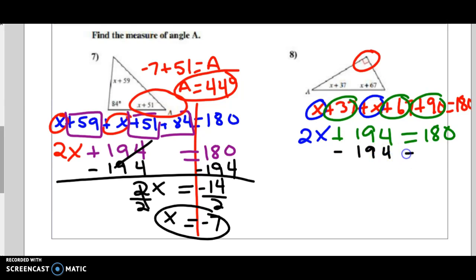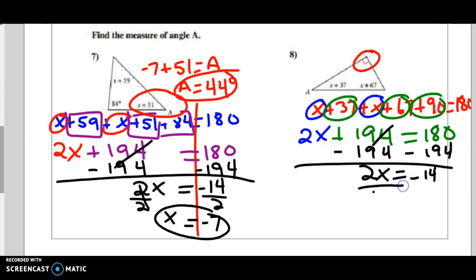So I subtract, I get 2x equals negative 14. I divide, and I get negative 7.